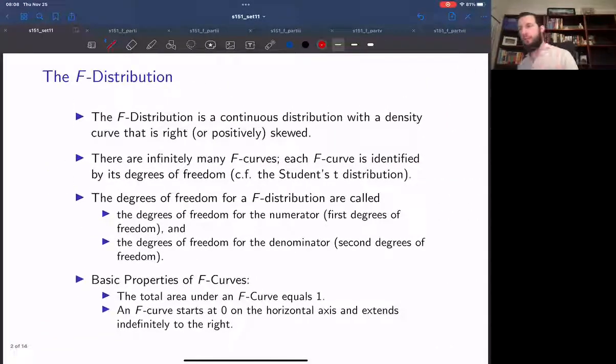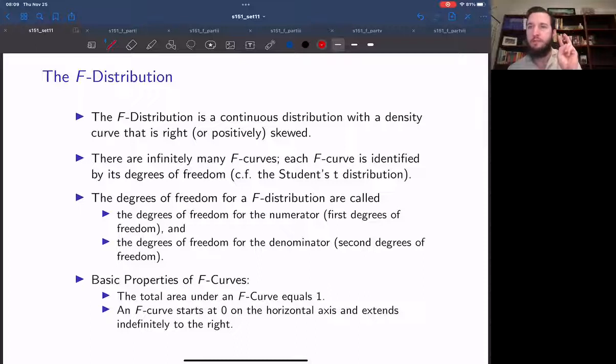Okay, so first thing, F distribution. The F distribution has the same shape as the chi-square distribution. So the F distribution is also a right skewed density curve. It's a continuous curve. The lowest value it takes on is 0. The highest value it takes on is plus infinity.